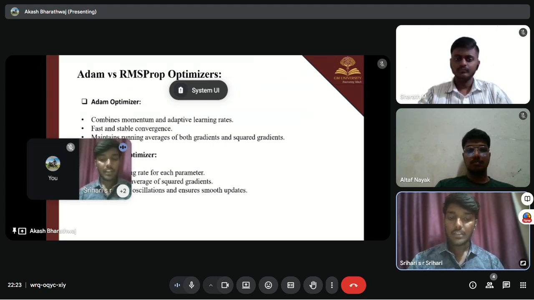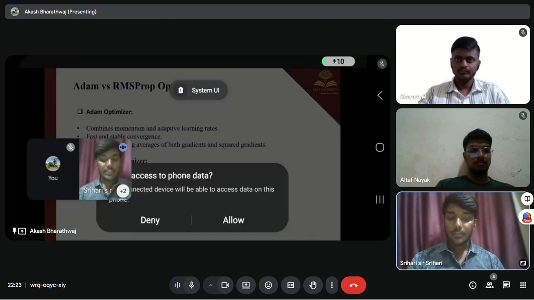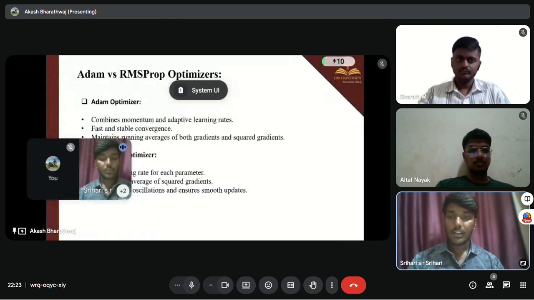The combination provides an optimizer that is generally robust, converges quickly, and handles sparse gradients effectively. And the next slide is continued by my friend Altaf.